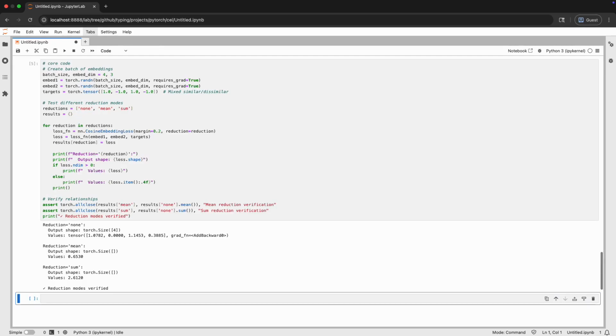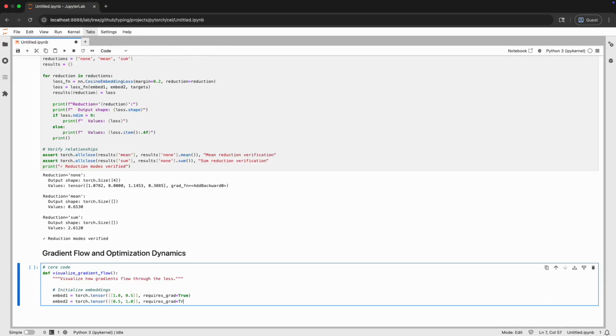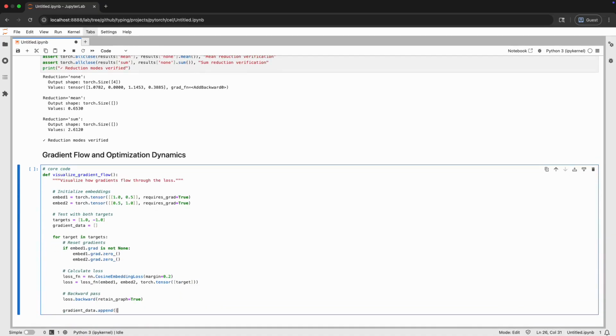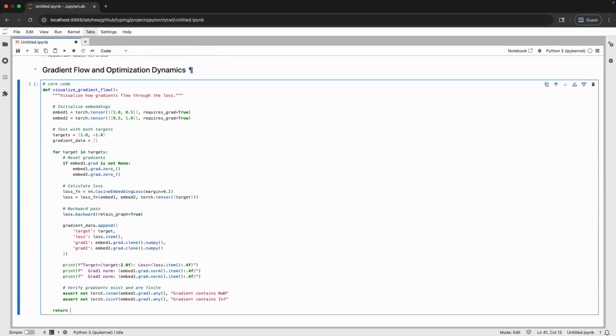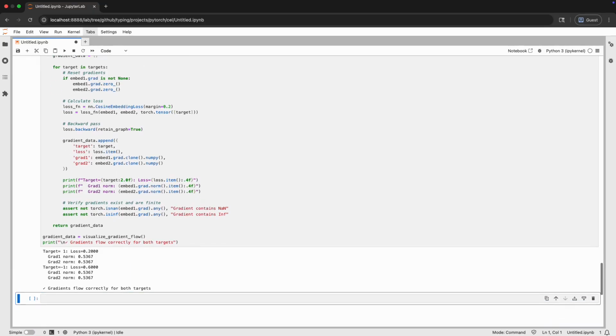Let's explore gradient flow and optimization dynamics to understand how the loss guides learning. Now I'll visualize how gradients flow through our loss function. I'm calculating gradients for both similar and dissimilar targets to see how the loss pushes our embeddings in different directions. Excellent, we can verify that gradients flow correctly for both target types. When the target is 1 for similar pairs, the gradients push the embeddings closer together. When the target is -1 for dissimilar pairs, the gradients push them apart. The gradient norms are identical, but the directions differ based on our similarity objective.